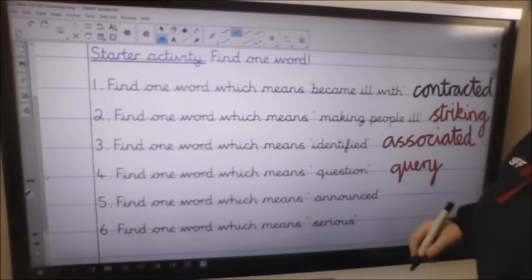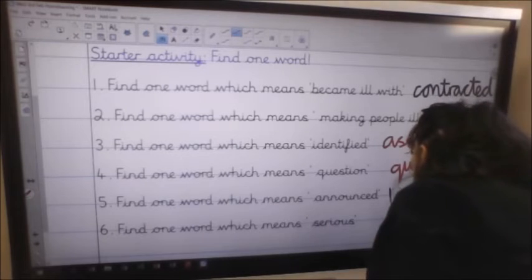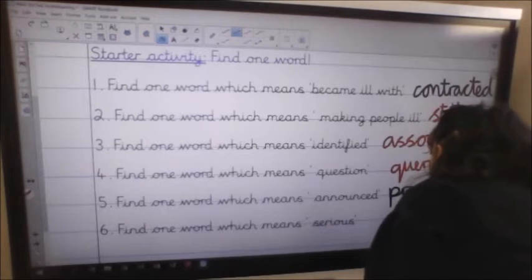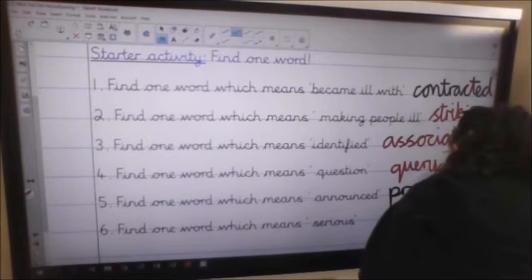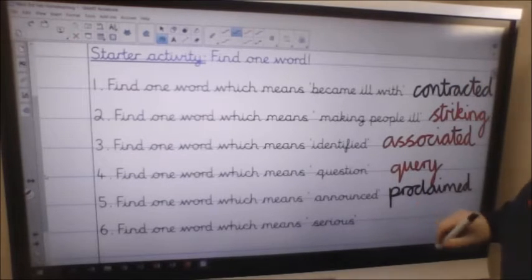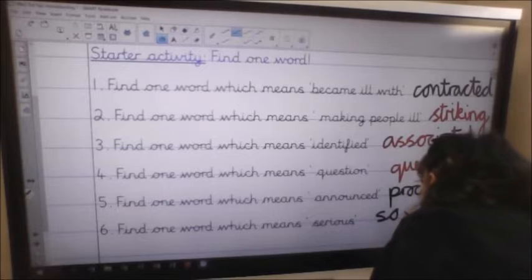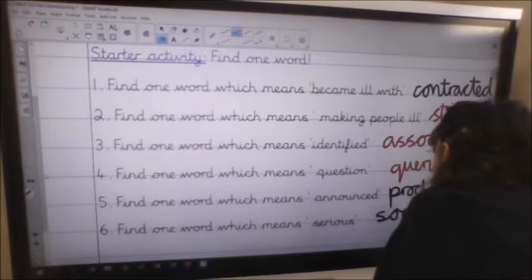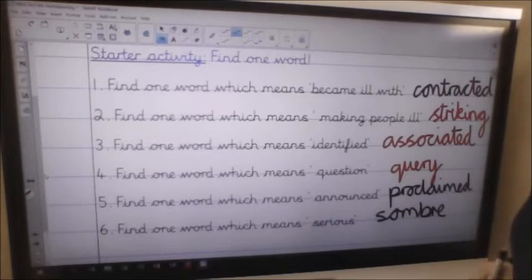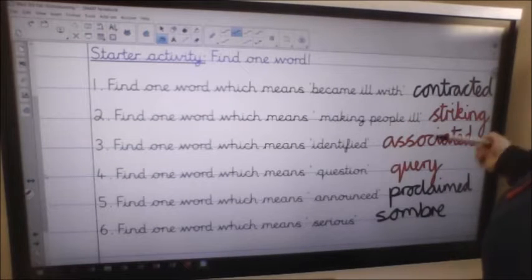Hopefully you spotted that. Then one word which means the same as announced. We're looking for the word proclaimed in that one. Okay, proclaimed. And then finally, one word which means the same as serious. And the word that you were looking for there was somber. Okay, somber. So, became ill with, contracted, making people ill, striking.